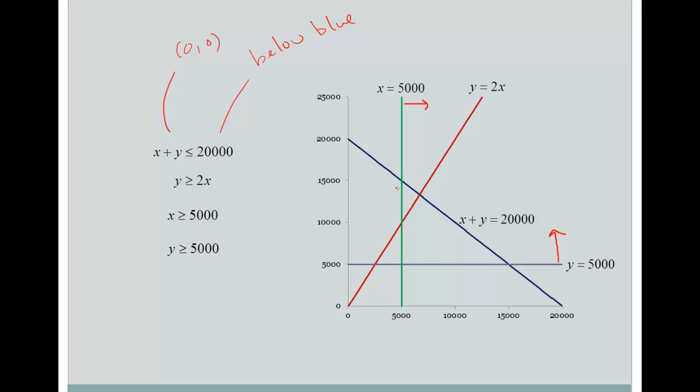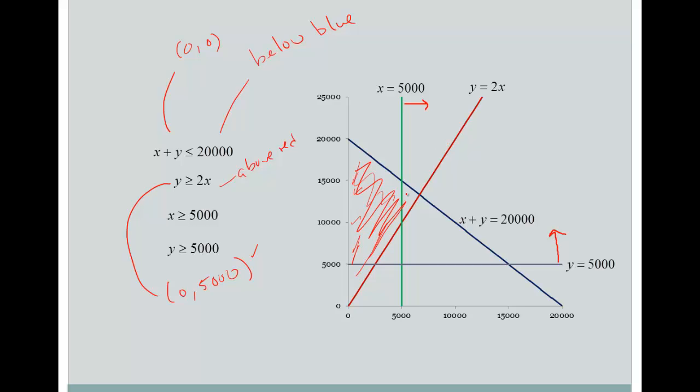Okay. Let's look at the red line here. Let's look at the point 0, 5,000. That's right there. Is that a part of my solution or not? Well, if I plug in, I get 5,000 is greater than or equal to 0. So that works. So I want to be above the red line. Okay. So I want to be above the red line, below the blue line. Right now, if I looked at just that requirement, I would be right here.